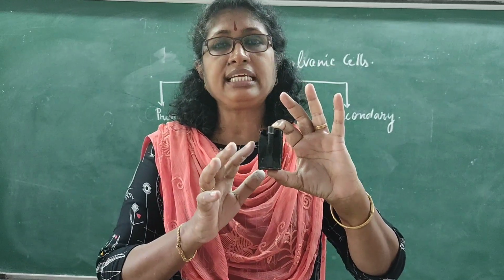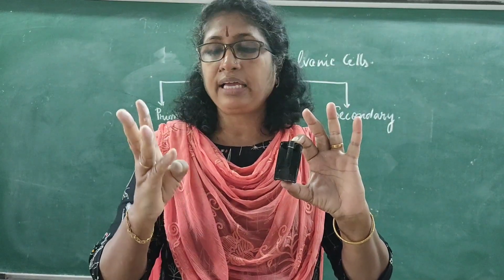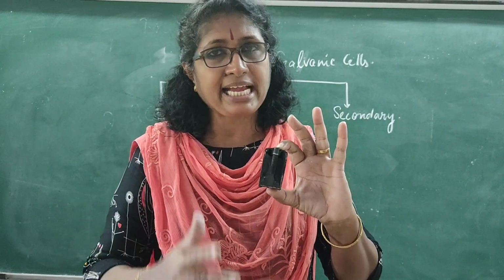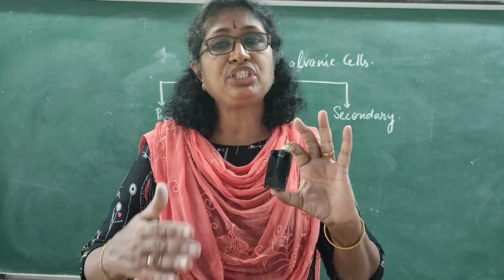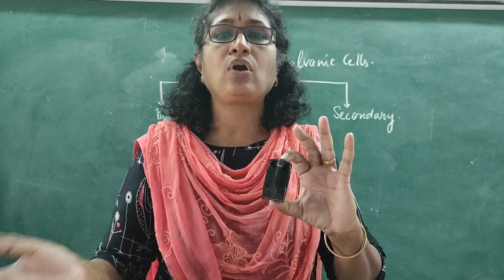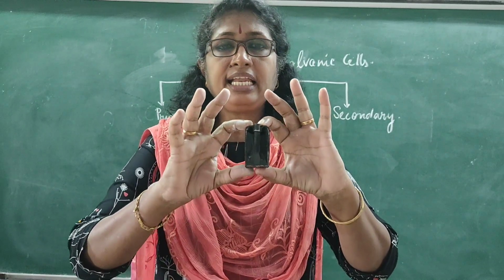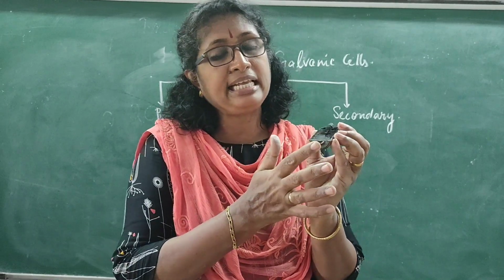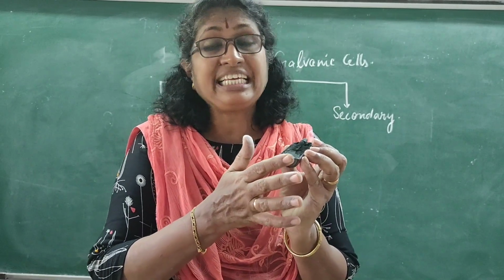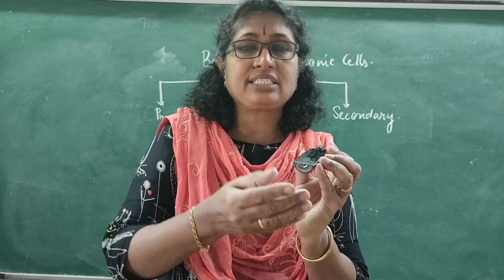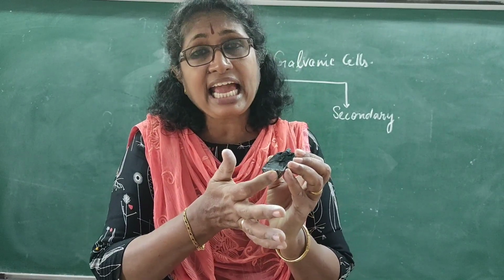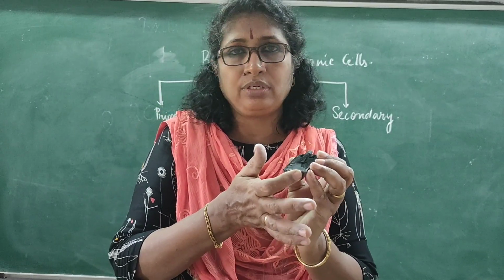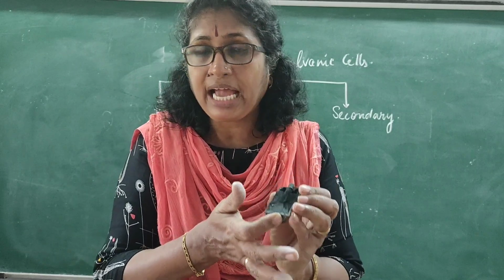Here you see, any cell must have an anode, a cathode and an electrolyte. And you must know the reaction taking place at the anode, the reaction taking place at the cathode and the overall reaction. So this is a dry cell. You see the dry cell here, it contains a zinc can. All the chemicals are filled in the zinc can. The zinc can itself is working as the anode.